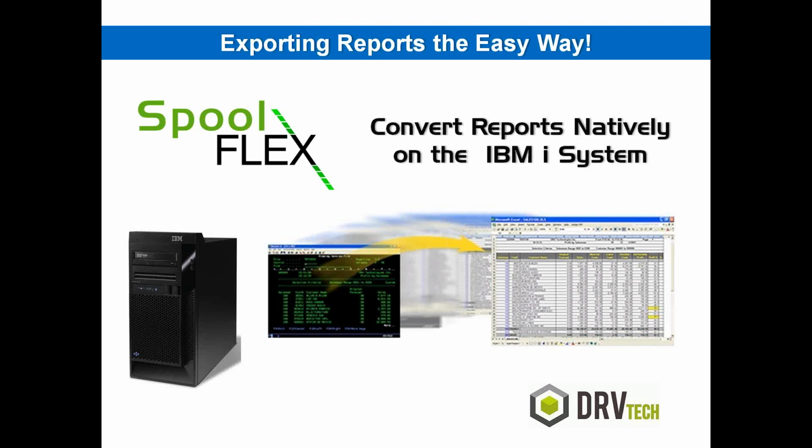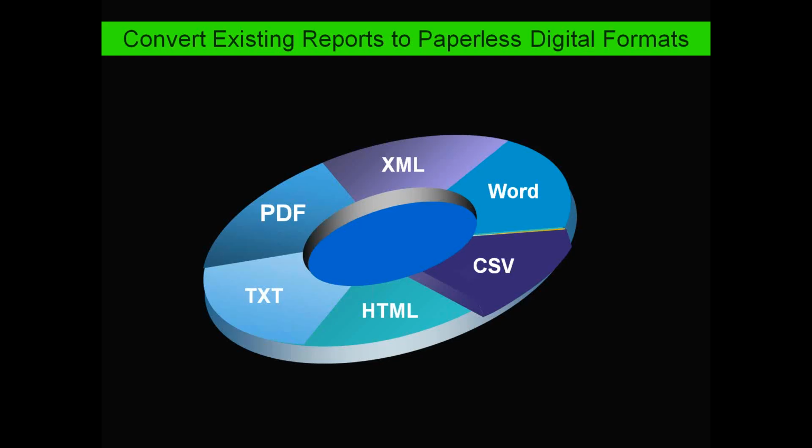For our example, we're going to use SpoolFlex software, which is perfect because it runs natively on the IBM i system without additional hardware. It's an intuitive solution, well supported, and very reasonable. Most of all, it's easy to use. Off-the-shelf solutions like SpoolFlex can digitize spool files directly to a variety of electronic formats, including those that you see here. The most popular by far are PDF and spreadsheets for Excel.